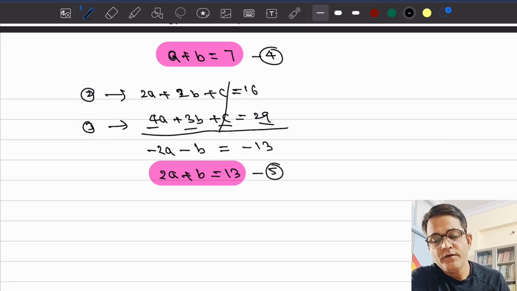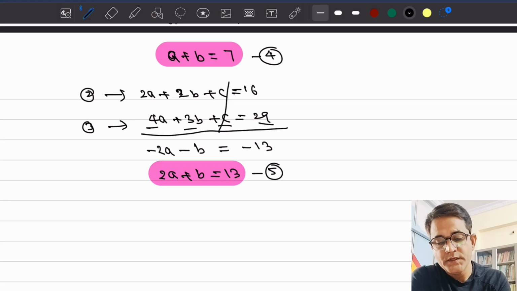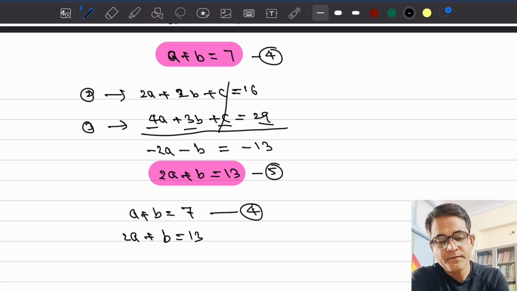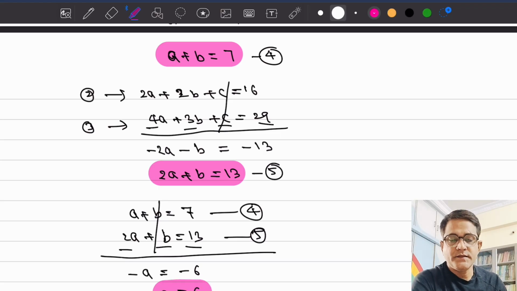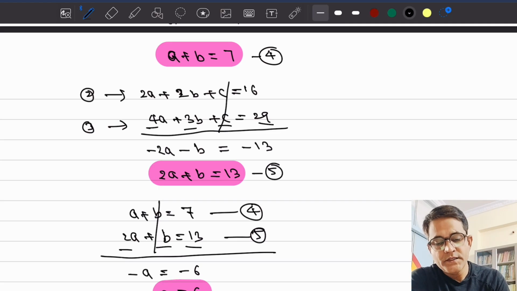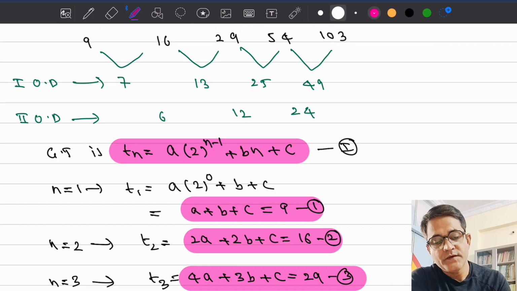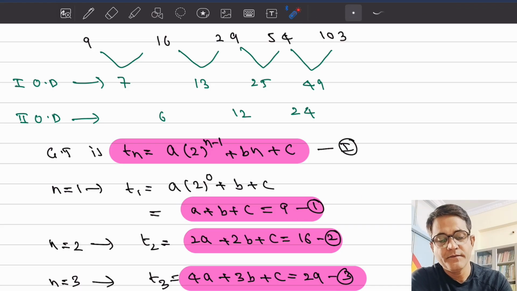Now from 4 and 5 you can eliminate B. The fourth equation is A plus B is equal to 7. The fifth one is 2A plus B is equal to 13. Subtract one from the other, B cancels, minus A is equal to minus 6. Therefore A is equal to 6. Now substitute A is equal to 6 in the fourth one. Then 6 plus B is equal to 7, so B is equal to 1.